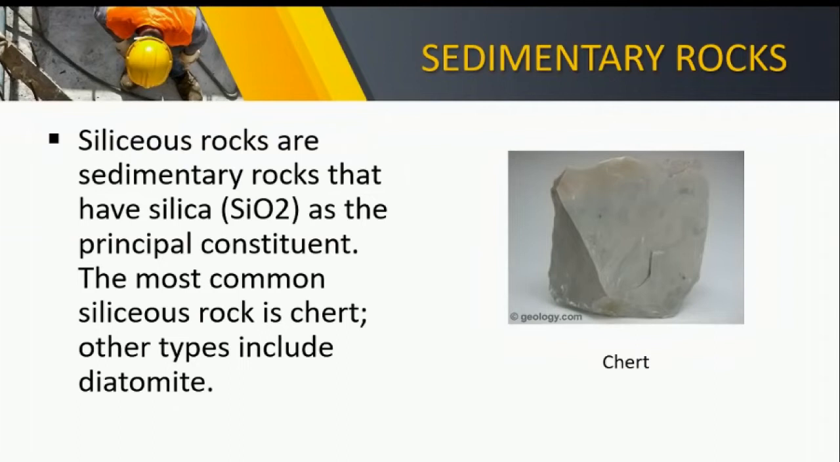Next type of sedimentary rocks is the siliceous rocks. Siliceous rocks are sedimentary rocks that have silica as the principal constituent. The most common siliceous rock is chert. Other types include diatomite. So, example nga nung siliceous sedimentary rock is the chert.